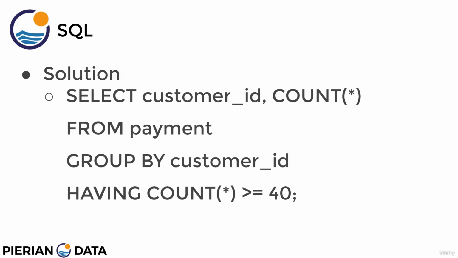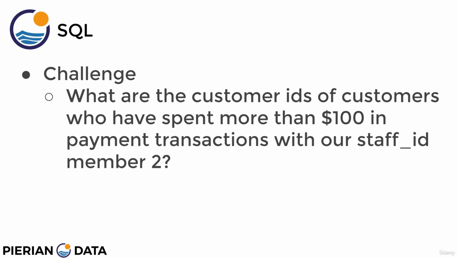thus earning them that platinum status. All right, your next challenge is to answer the following. What are the customer IDs of customers who have spent more than $100 in payment transactions with our staff ID member number 2? Again, that's customer IDs of people who have spent more than $100 in payment transactions, but only with the payment transactions that occurred with the staff ID member number 2.